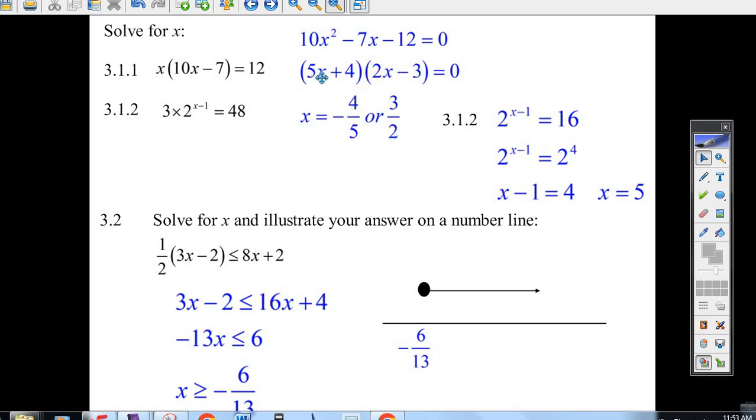Now 4 over 5 with the opposite sign is one of the things that makes this 0. And 3 over 2 with the opposite sign. So it's negative 4 over 5 or 3 over 2.